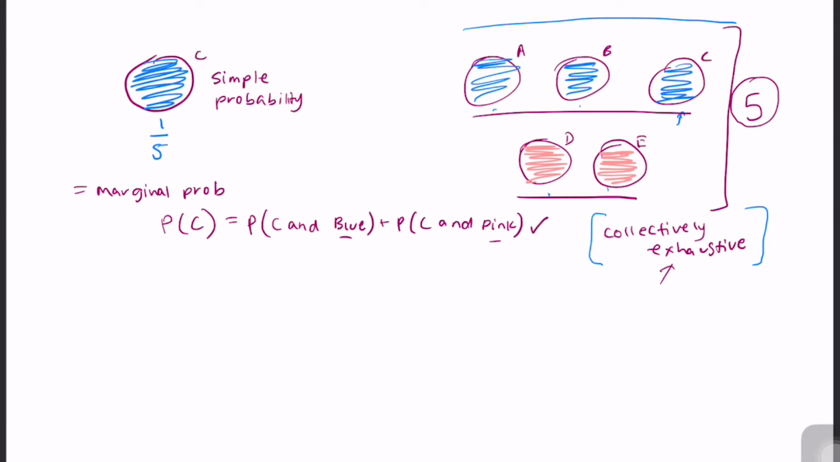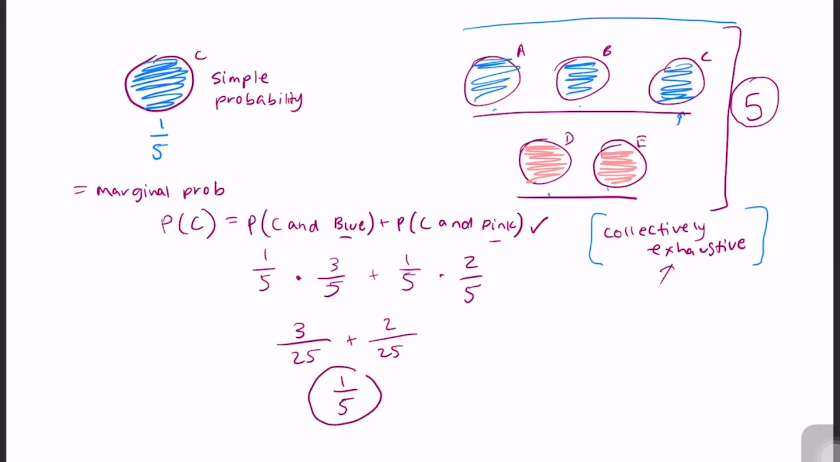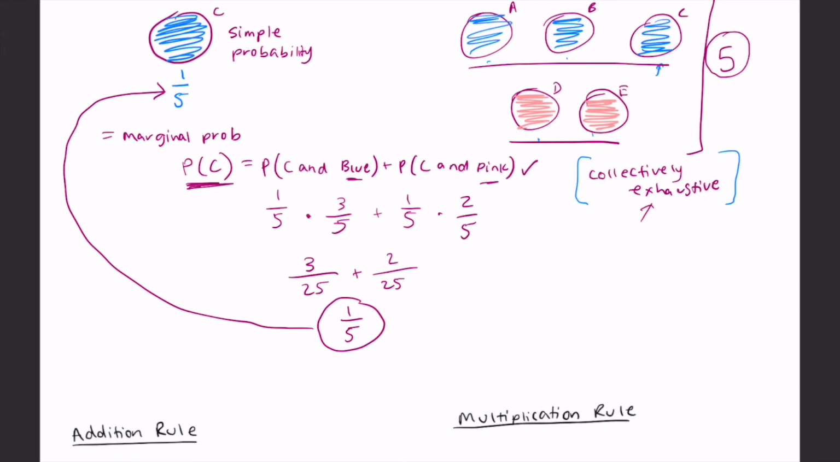So now we can calculate it. 1/5 is our probability of getting C, and 3/5 is our probability of getting blue, plus 1/5, 2/5, and we're multiplying. Now we'll see some math magic happen, because we can simply go 3/25 plus 2/25 equals 1/5, which is the exact same probability that we had here.